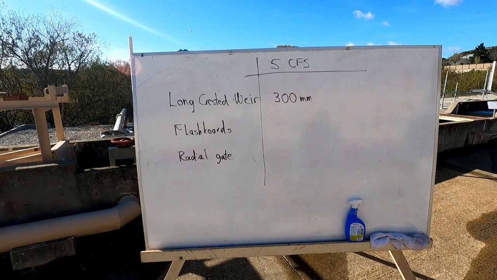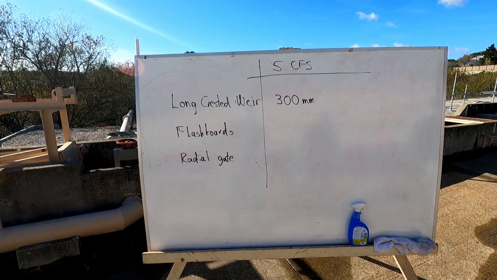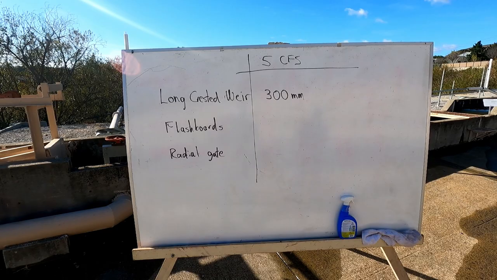Now, we're going to get a couple of other measurements, and don't worry about them being different, because we just stuck a scale in each of the stilling wells, and the important thing will be how much the water level changes when we change the flow rate. So don't worry if this one's 300, the next one's 500 or 200. We're going to be looking at the difference.